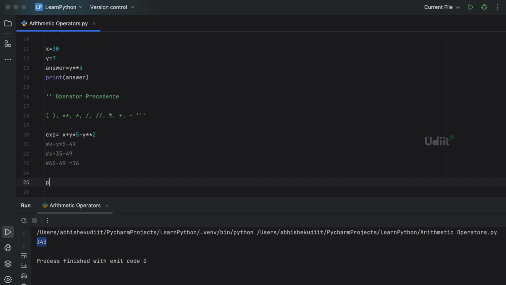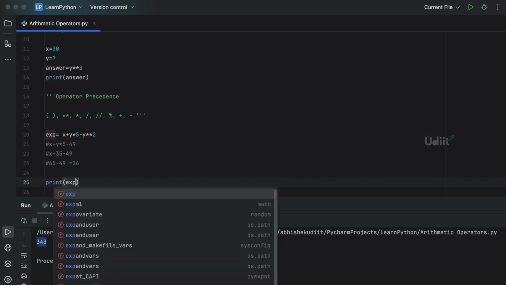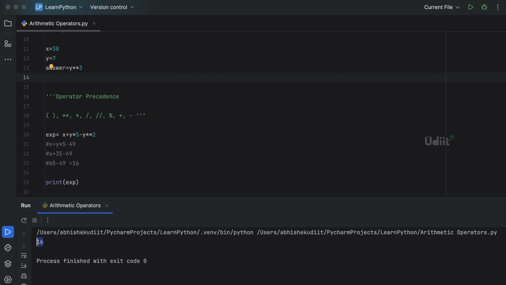Let's try to check. I'll print the answer of the expression. When I execute, I'm getting the answer of the expression as 16. So this is how we will solve an expression when multiple operators are involved.